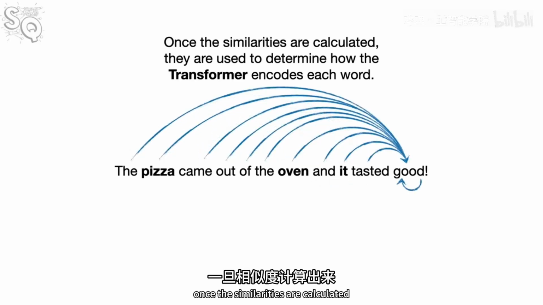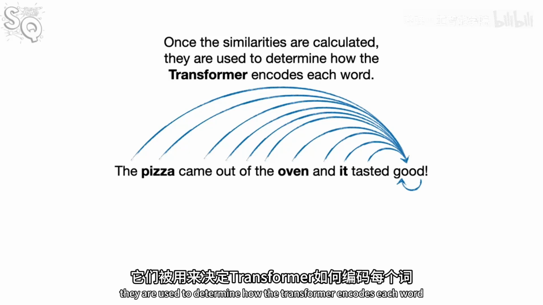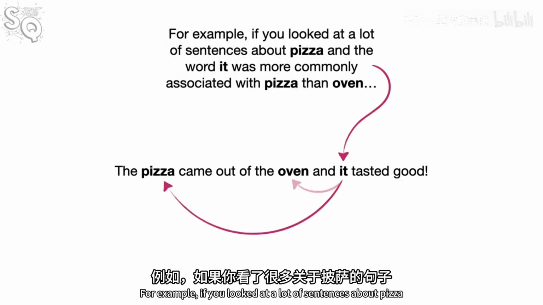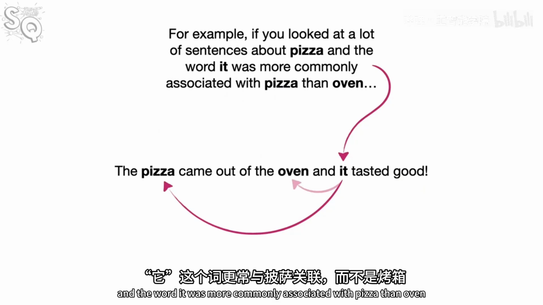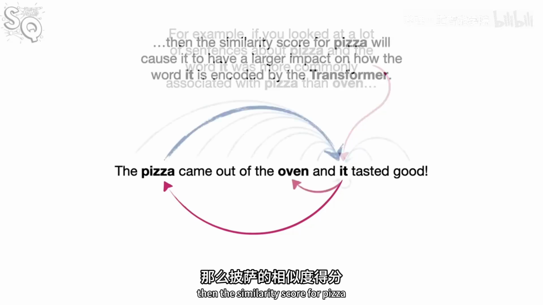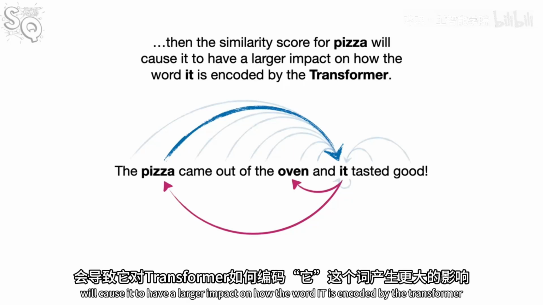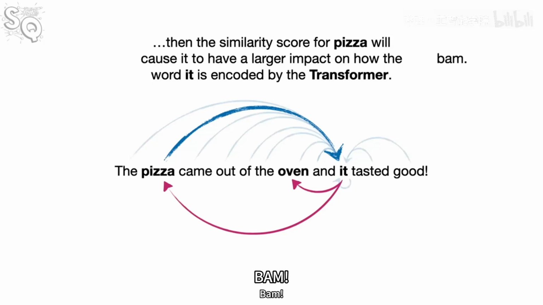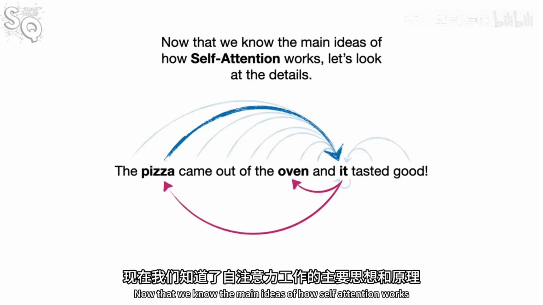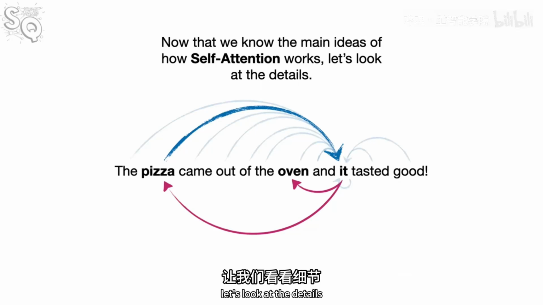Once the similarities are calculated, they are used to determine how the transformer encodes each word. For example, if you looked at a lot of sentences about pizza and the word it was more commonly associated with pizza than oven, then the similarity score for pizza will cause it to have a larger impact on how the word it is encoded by the transformer. Bam. Now that we know the main ideas of how self-attention works, let's look at the details.